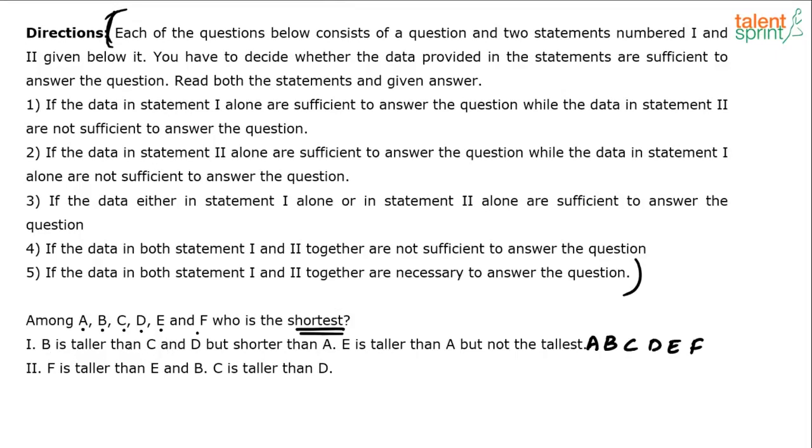Like for example, B is taller than C. So can B be the shortest? No. So B is eliminated. B is taller than C and D. Are C and D the shortest? We can't say. But B is definitely not the shortest because B is taller. So B cannot be shortest. But shorter than A. B is shorter than A. If B is shorter than A, means A is taller than B.